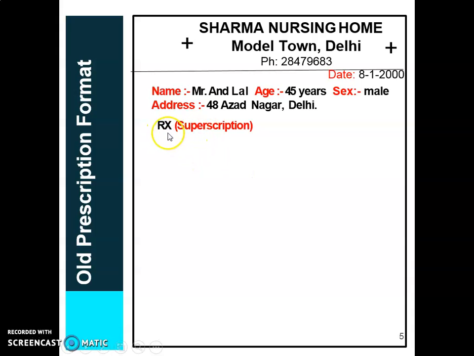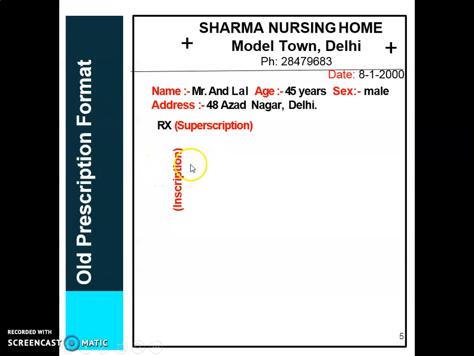Third part, superscription. What is superscription? It is represented by the symbol RX, which is written before writing the prescription. It is an abbreviation of the Latin word recipe, which means you take. In olden days, the symbol was considered to be originated from the sign of Jupiter, god of healing.